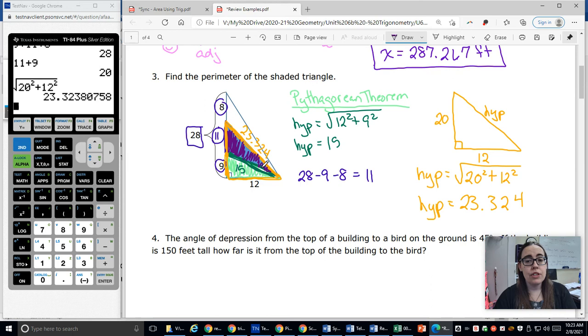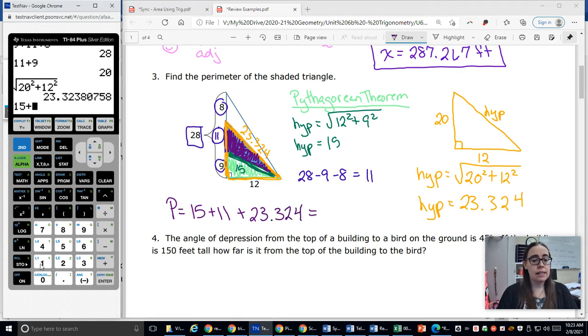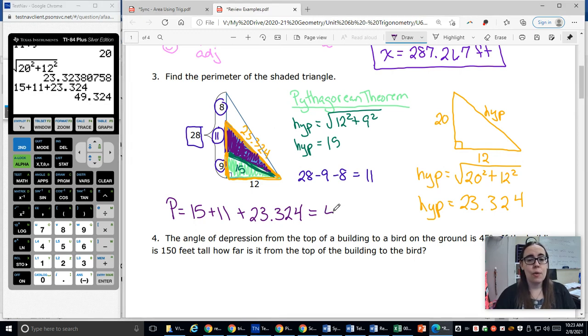the perimeter of this shaded triangle, my perimeter is going to be my three sides added together, my 15 plus the 11 plus the 23.324. So my total perimeter, 15 plus 11 plus 23.324. That gives me 49.324. And I don't have units here, so I could just put a U for units if I'd like.